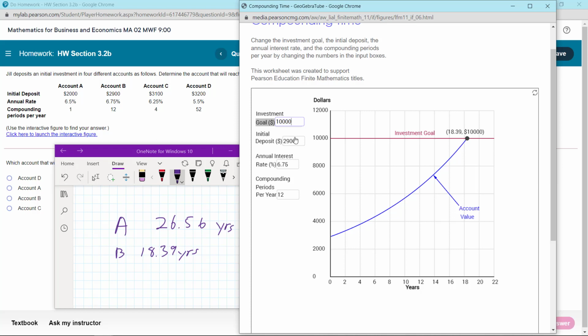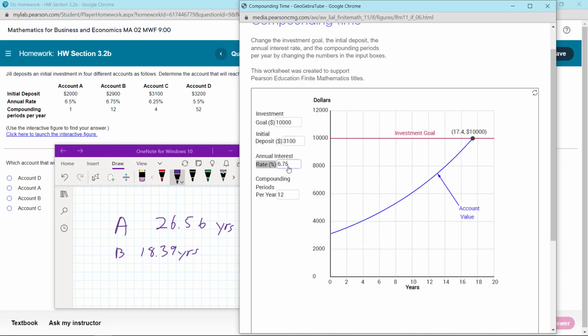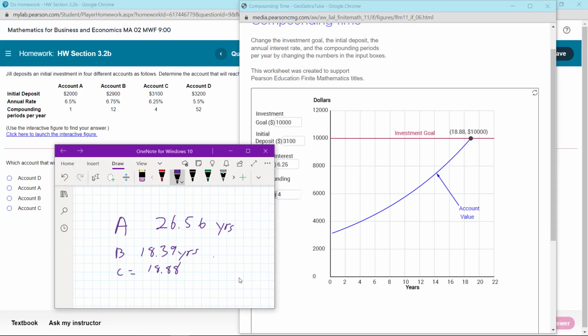Okay, C. We're going to start off with $3,100. No, that's our investment goal here. $3,100. There we go. The interest rate is going to be 6.25. And we are compounding 4 times per year. So this is probably not going to be much better. And that gives us 18.88 years for C.